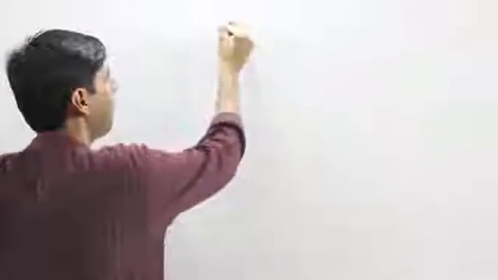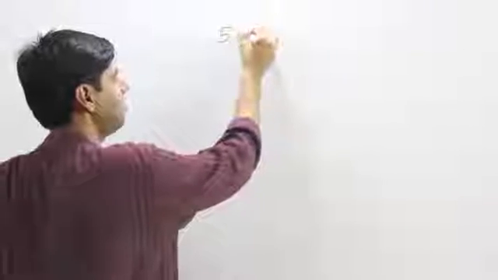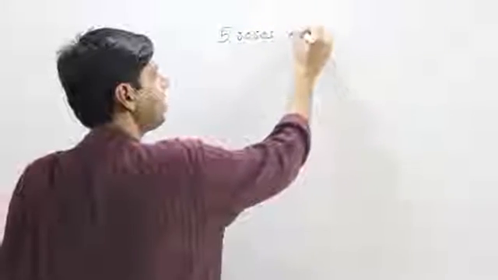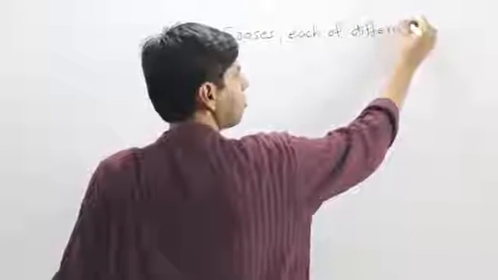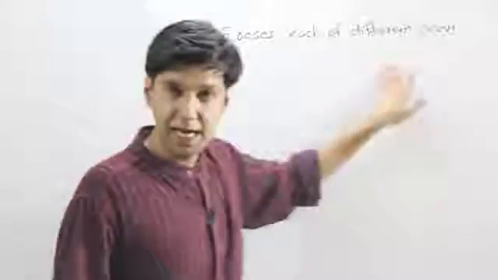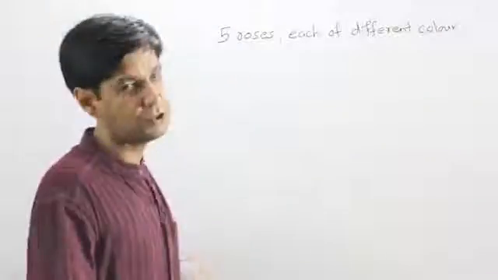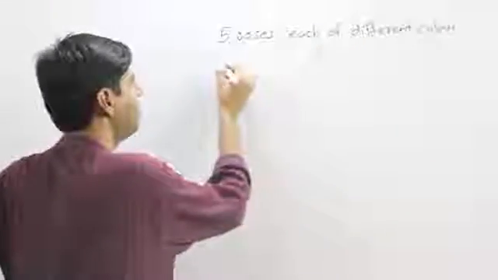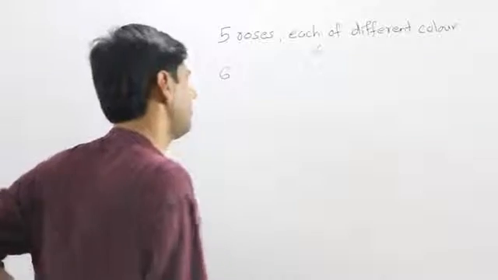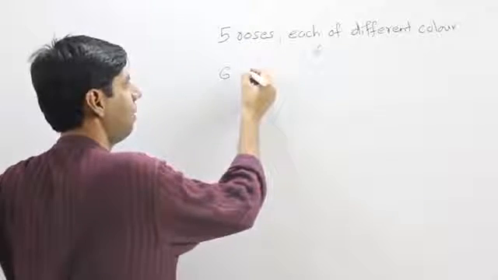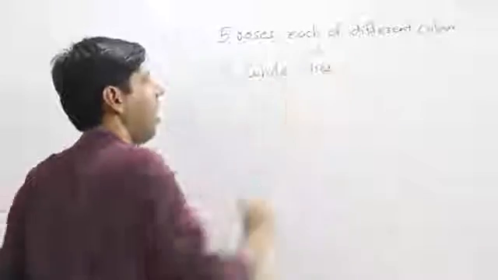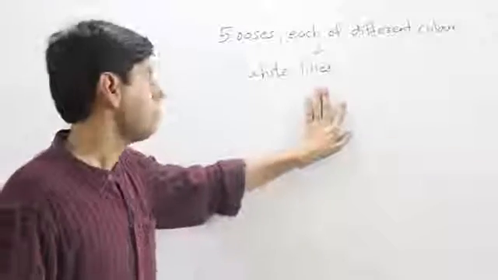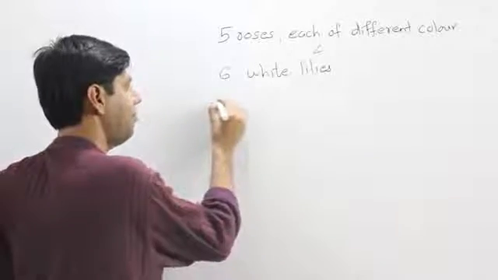But still, let's say a florist has 5 roses, each of a different color. If it is mentioned in the question, while they all are roses, effort is being taken to tell you that each of them is of a different color, so they are distinct. And he is left with, let's say, 6, what shall we say, white lilies. So all of them are identical white lilies. In how many ways?